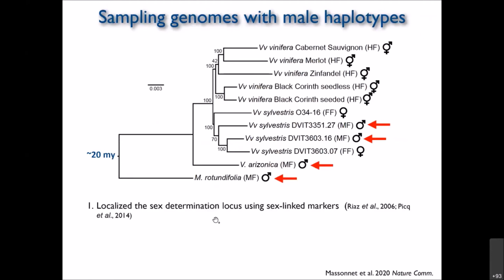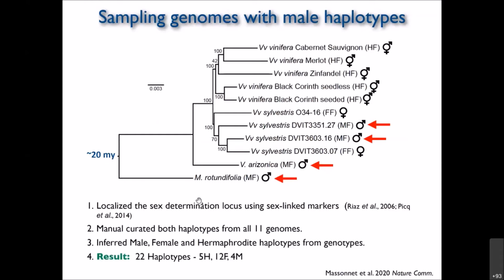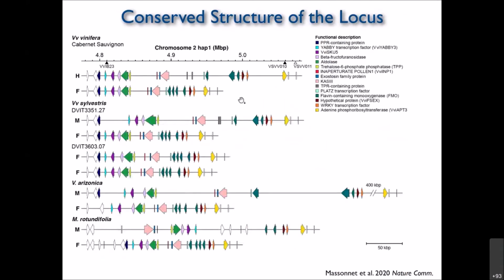and we localized from each genome both haplotypes using sex-linked markers. And we inferred male, female, and hermaphrodite haplotypes. Now we can actually compare among them with a pretty good sample of 22 distinct haplotypes. Remember, each of these haplotypes is about half a megabase or so. Now we have all these haplotypes and we can start looking at gene content in the hope that we can find something about these male sterility or female sterility mutations.